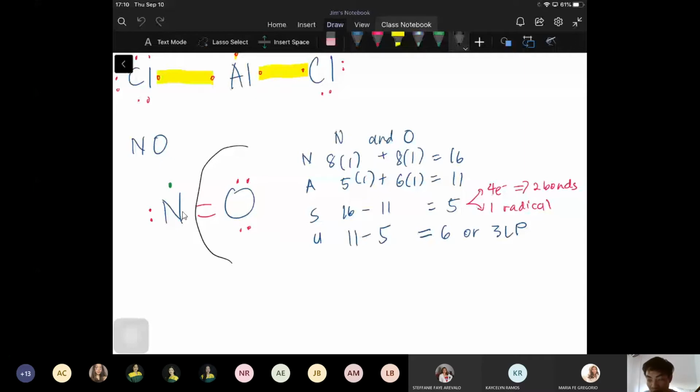Itong oxygen na lang yung kukunan natin ng octet. So, octet na ba siya? 2, 4, 6, 8. Octet na yung oxygen. So, wala tayong problema. Yung nitrogen, hindi siya mag-octet. And tanggapin natin yon because of the radical. So, wala na tayong choice.